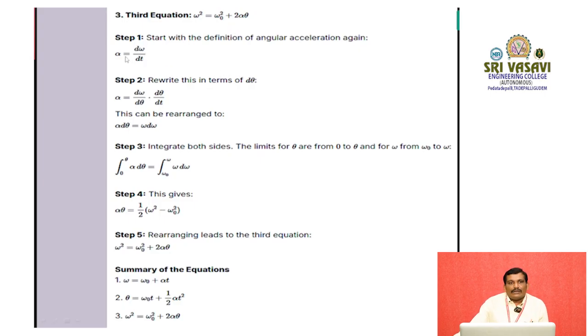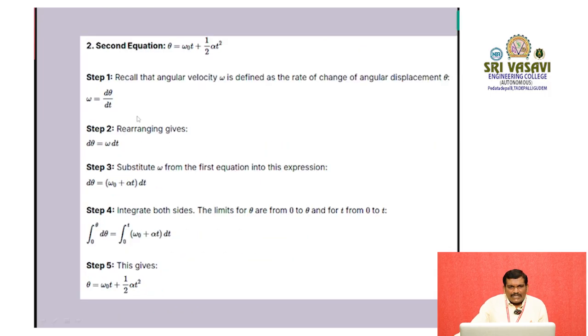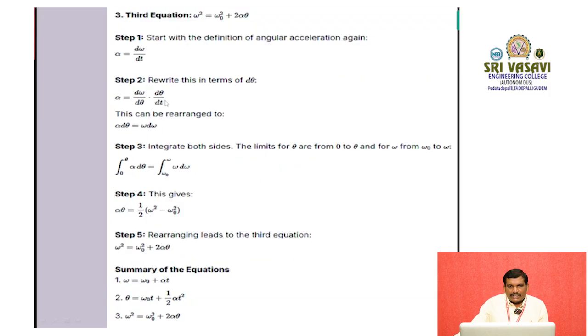Now here, angular acceleration alpha is equal to the change in angular velocity by time, d omega by dt. Now write this term in terms of d theta. Alpha is equal to d omega by d theta into d theta by dt. Then alpha d theta is equal to omega into d omega, where omega is d theta by dt. Finally, alpha into d theta is equal to omega into d omega.